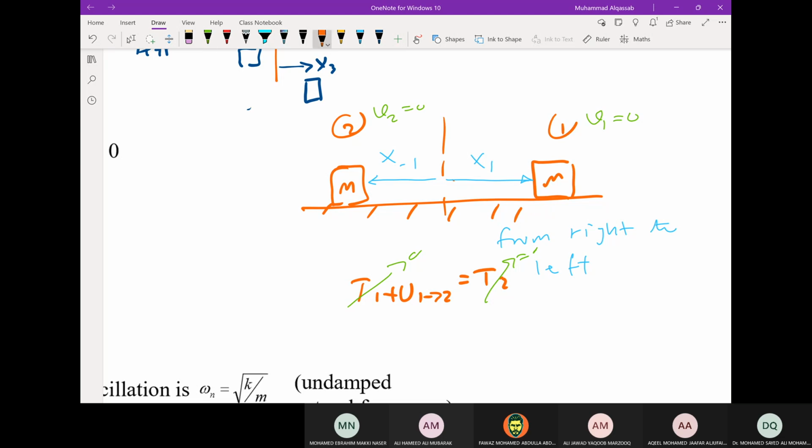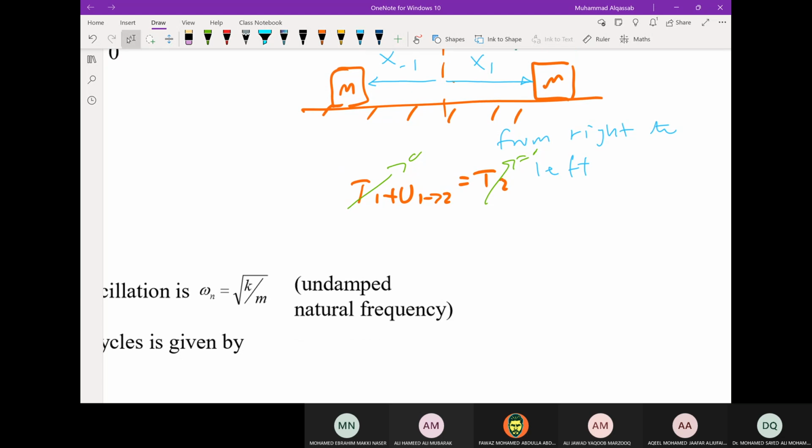Okay, so based on your knowledge from dynamics, we have two forces here: the spring force and the friction force. The work of the spring is 1 over 2 K times x1 squared minus x of minus 1 squared. Okay, and if you want, this will be x2 squared, but x2 is x of minus 1. Yes, we name it x of minus 1.